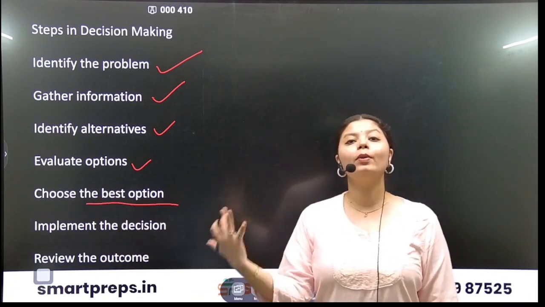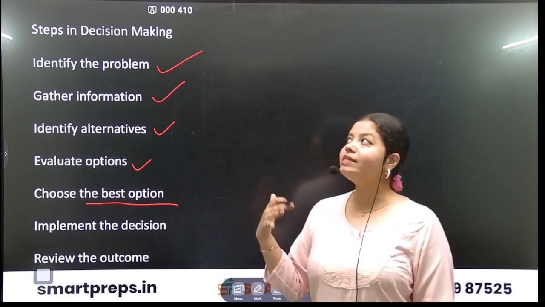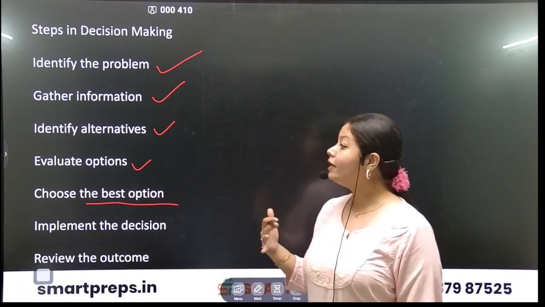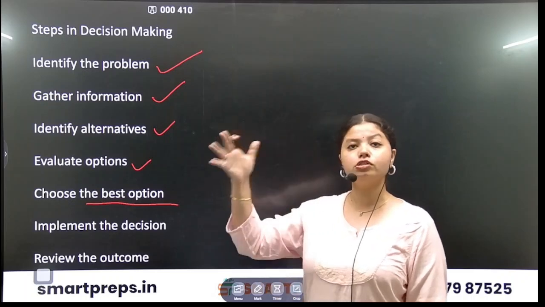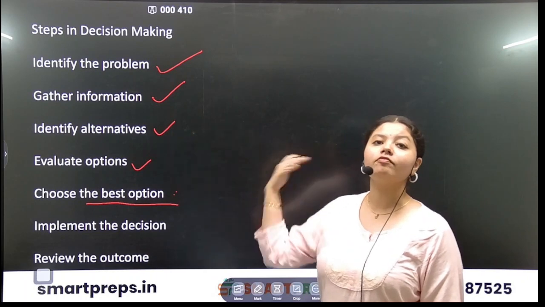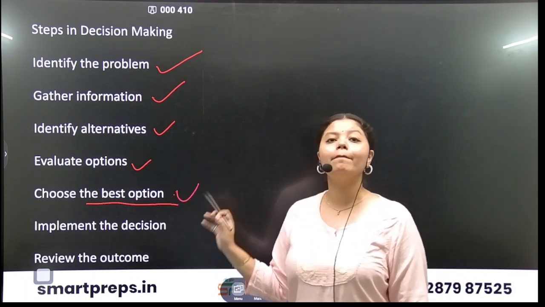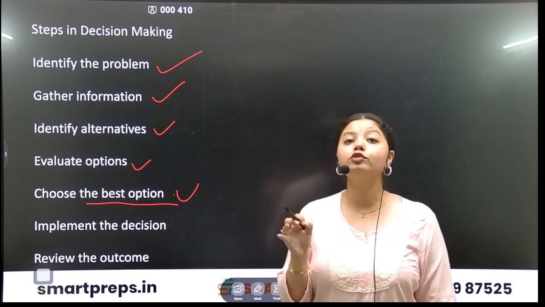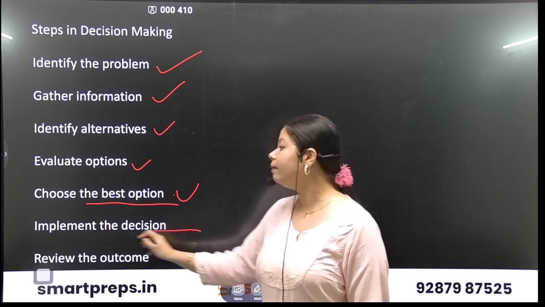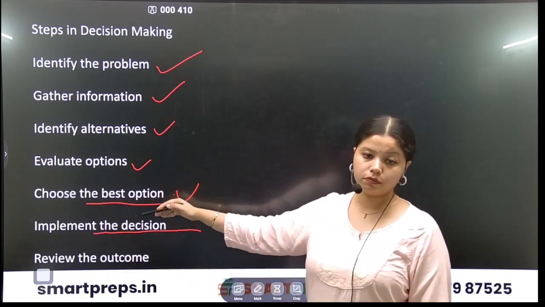After you evaluate all the options, you will at least have some intuition. You will always have some ethical grounds. You will have a strategic decision making. So you will have a strategy, a long-term vision. So then you can choose the best option among all the options after evaluating them. Next is, after you have chosen the best decision, you have to implement it. Yes, that is the most important part. So you have to implement the decision after choosing the best option.